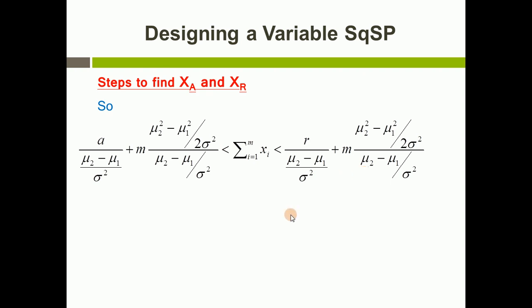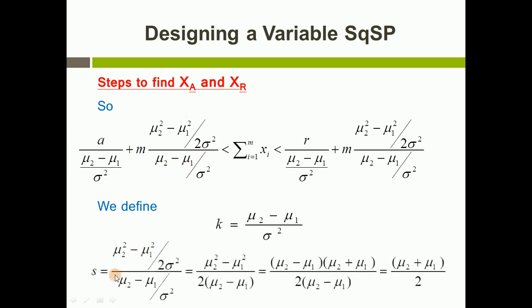Now I know that Xa takes the form a over k plus ms, and that Xr takes the form r over k plus ms. So in this situation, I can define Lk to be this quantity, (mu2 minus mu1) over sigma square, and I can take the whole of this quantity and call it Ls. Then I shall reduce it somehow.